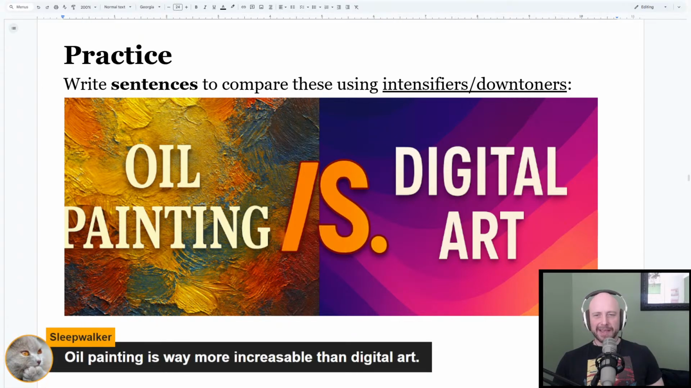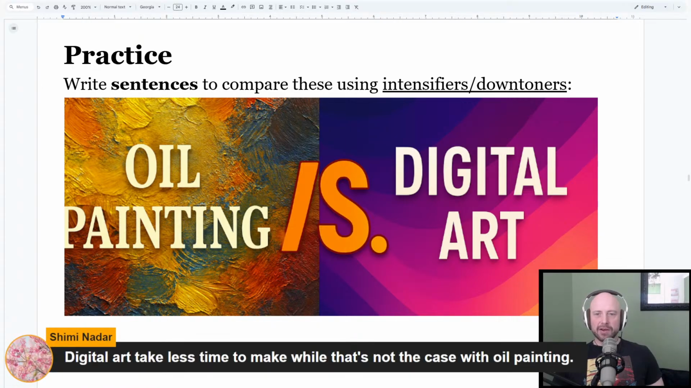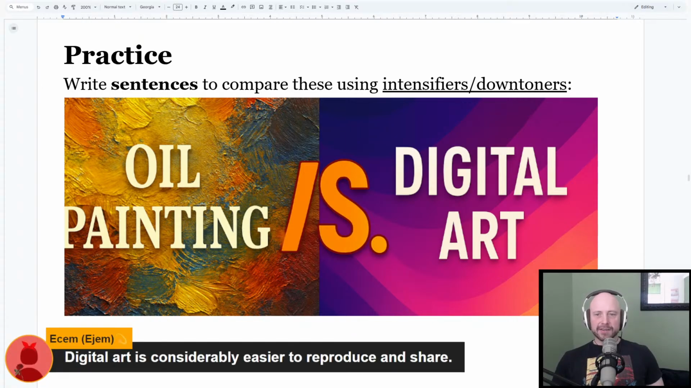Not quite sure what you mean by increasable, Sleepwalker. Oil paintings are way more increasable. What do you mean by increasable? Digital art is way more interesting than oil paintings, says Yuri. That's quite a statement. Digital art takes less time to make, while that's not the case with oil paintings. Digital art is considerably easier to reproduce and share.